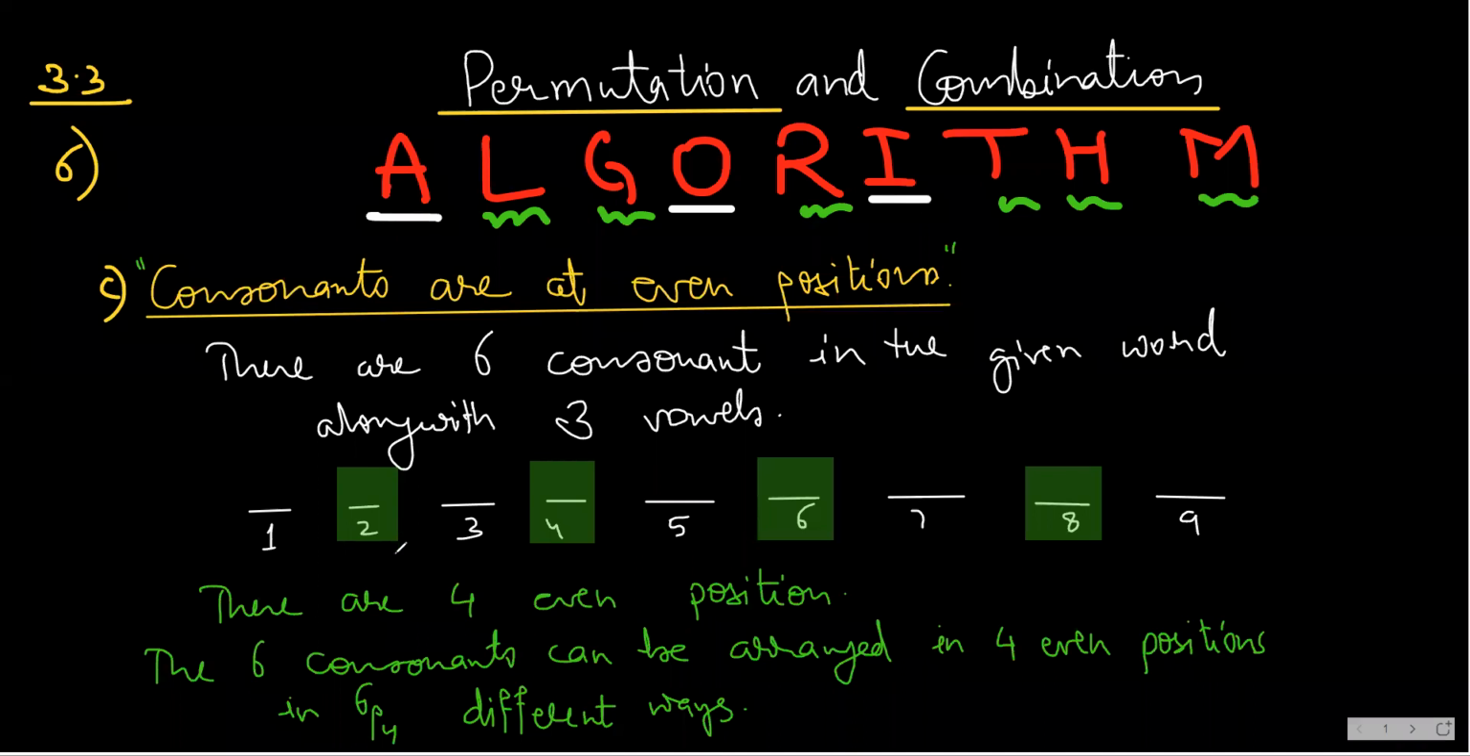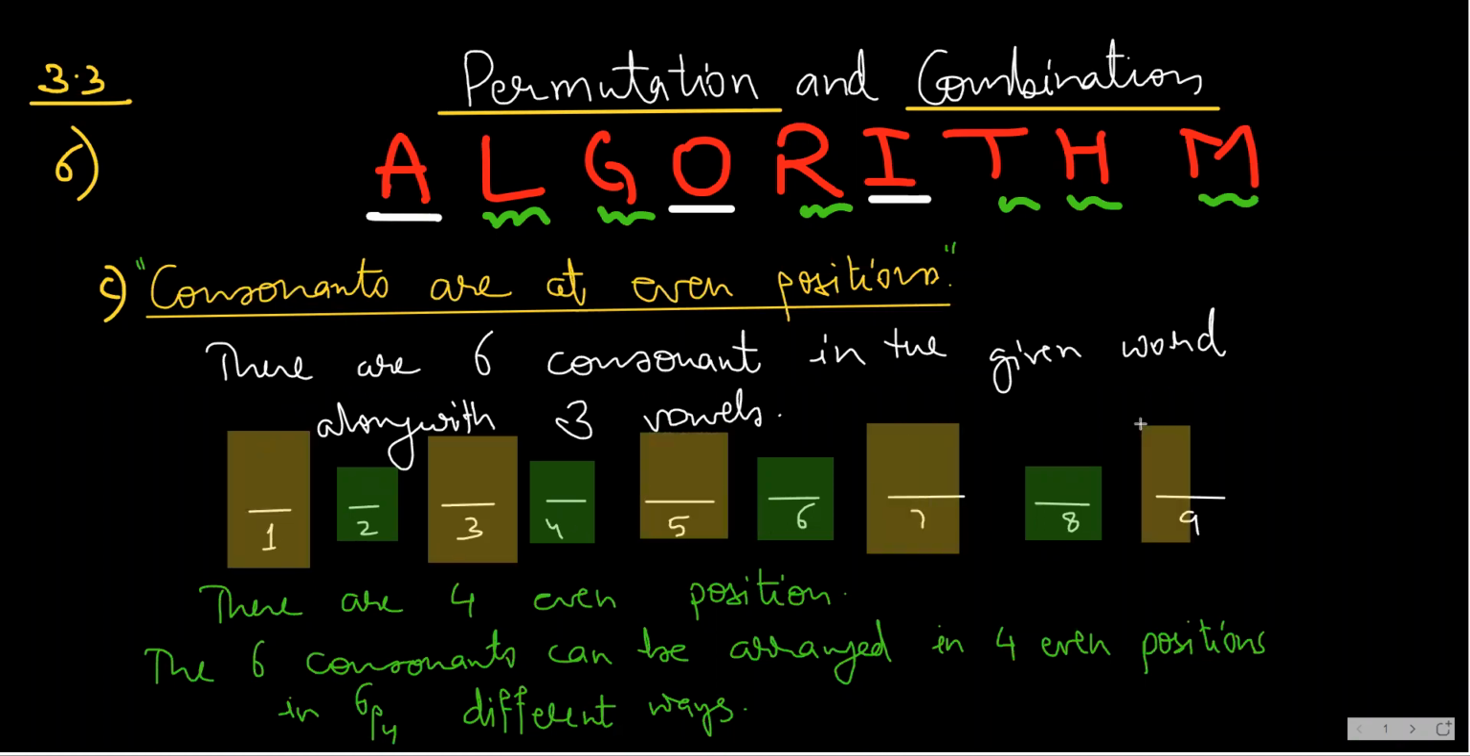Okay, see there are 6 consonants and 4 positions. It is going to be 6P4. Now look at this. What are you now left with? This is not the end. Please understand, it is not the end. Why? Because these places are still blank. You have to have letters here also.